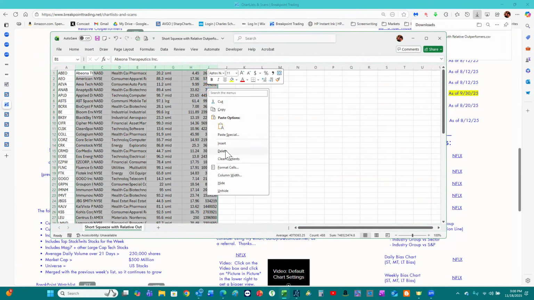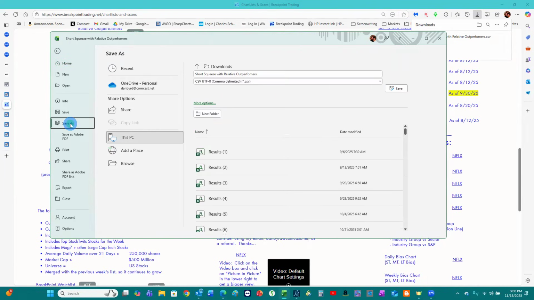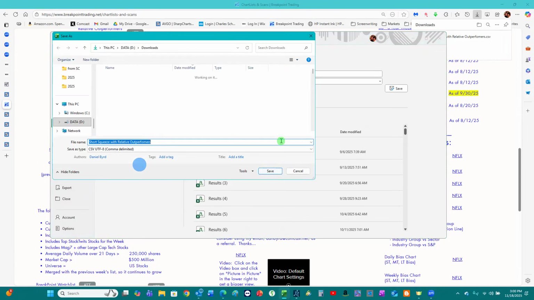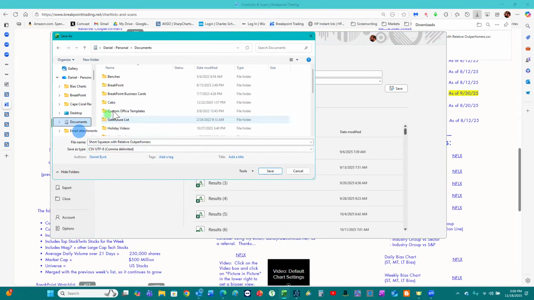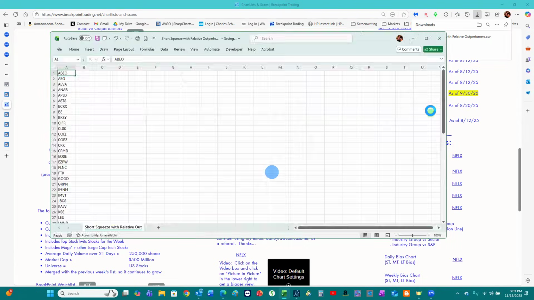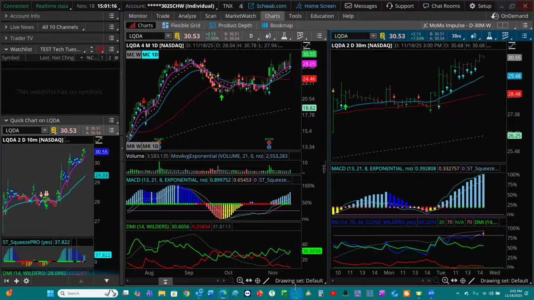You can look at these watch lists if you don't even want to import it into anything. But there should be 61 of these. So now I'm going to save as, and I'm going to put it in a folder. And short squeeze with relative outperformers. So it's in this folder right here, Documents, Breakpoint. All right, so now that watch list is saved. I can close this and I can go back to Thinkorswim.